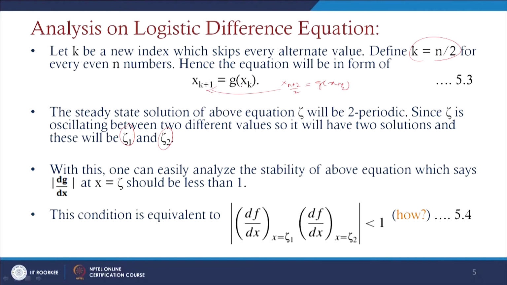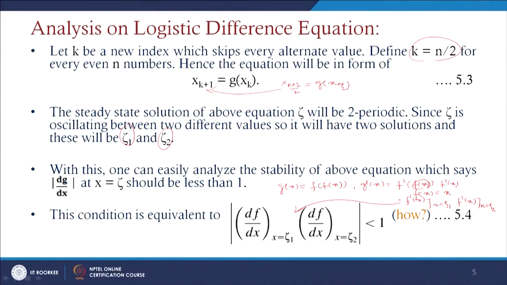This condition is equivalent to the following. Since g of x is f of f of x, if we take the first order derivative, g dash x can be written as f dash of f of x into f dash x. Here f of x at the fixed point equals x. So, completely we can write f dash x at x equals zeta 1 and f dash x at x equals zeta 2.